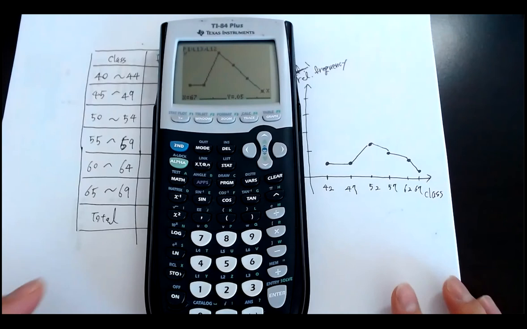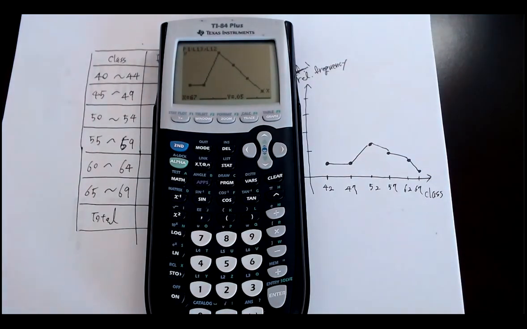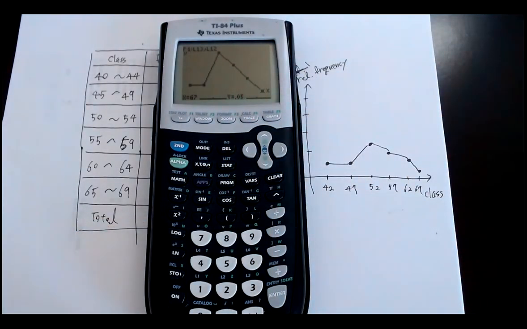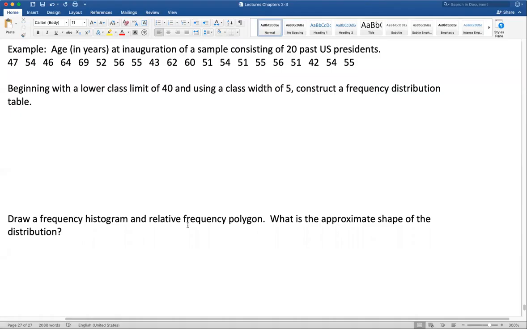Okay, so now the next question is this: what is the approximate shape of the distribution? So approximately, the shape of the graph is a normal distribution. I mean bell shape. So we can see that approximately the data set is normal distribution. Okay, let's go back to the handout.